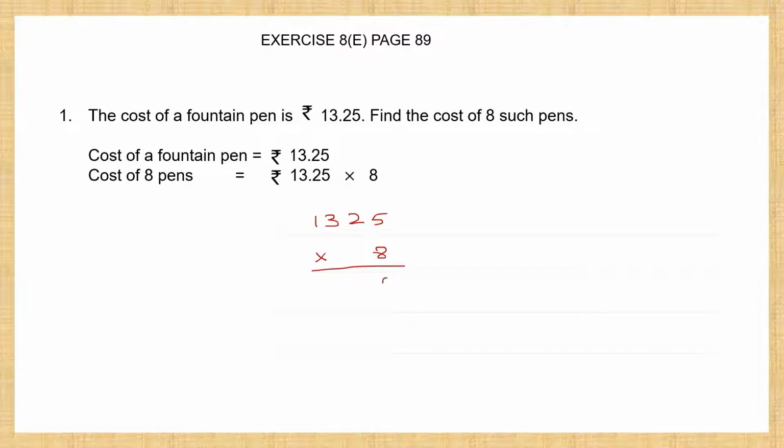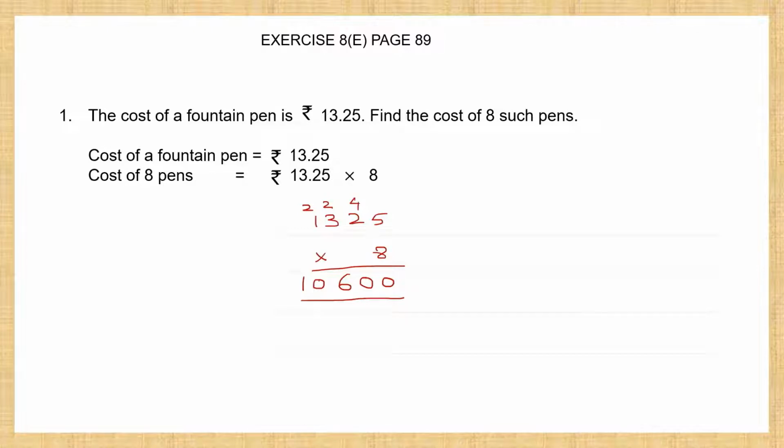8 fives are 40. I carry 4. 8 twos are 16 plus 4, 20. Carry 2. 8 threes are 24, 25, 26. Carry 2. 8 ones are 8, 9, 10. So this is the number that I've got, 10,600.